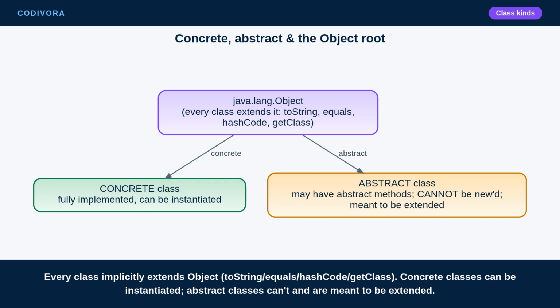And underneath everything, every class in Java implicitly extends java.lang.Object, the root of the whole hierarchy. That's where every object inherits toString, equals, hashCode, and getClass. So even a class you write with no extends already is an Object.